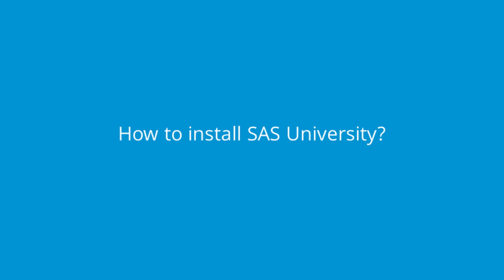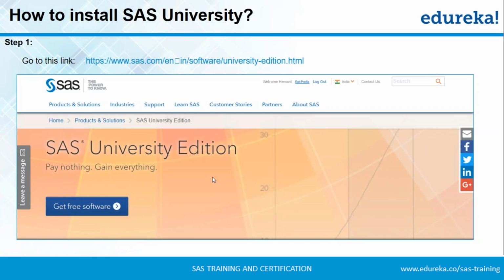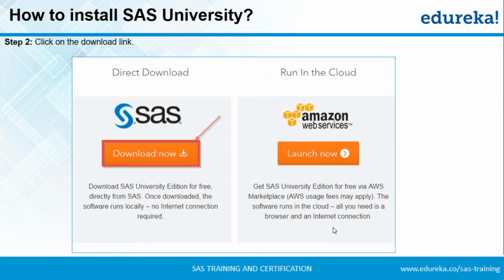So let's talk about SAS University first. For SAS University, you have to go to this link, and on this link you'll see this page. This is the SAS University Edition software page, and you'll click on Get Free Software. Once you click here, you'll be prompted with a screen where you can choose between using your own computer for SAS or using the cloud.